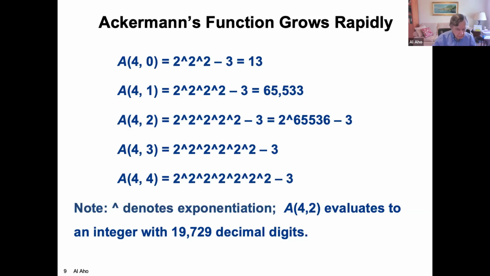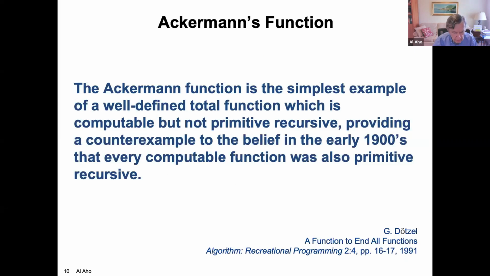Here is a quote I found in Wolfram's MathWorld webpage. It said, the Ackermann function is the simplest example of a well-defined total function which is computable but not primitive recursive, providing a counterexample to the belief in the early 1900s that every computable function was also primitive recursive. The primitive recursive functions model computer programs with bounded for loops.